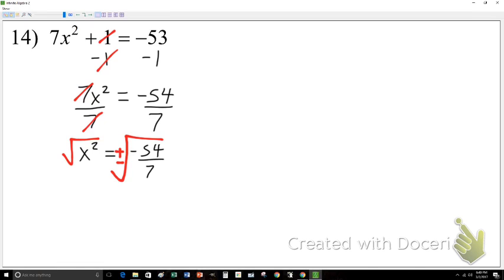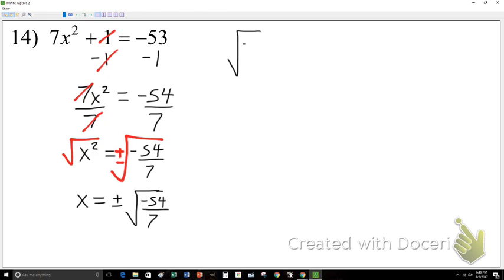The square root of the x squared just leaves us with x is equal to plus or minus the square root of negative 54 over 7. Now that's not the final form we should leave it in. So let's go ahead and get it in the correct form.